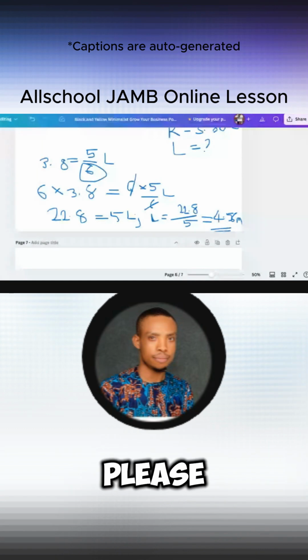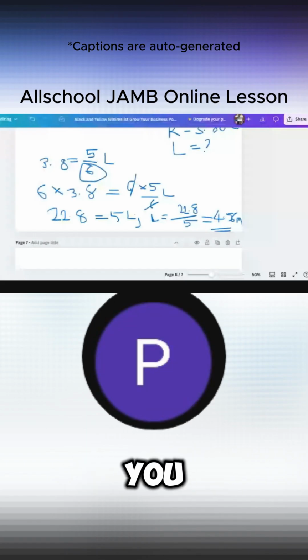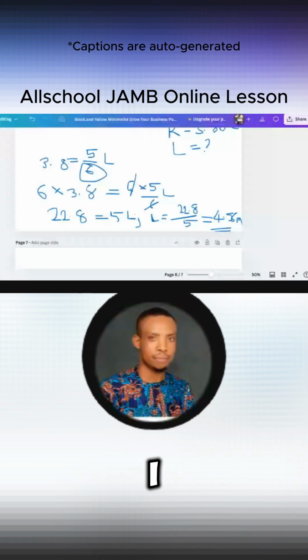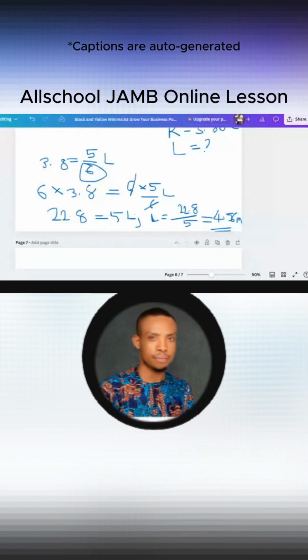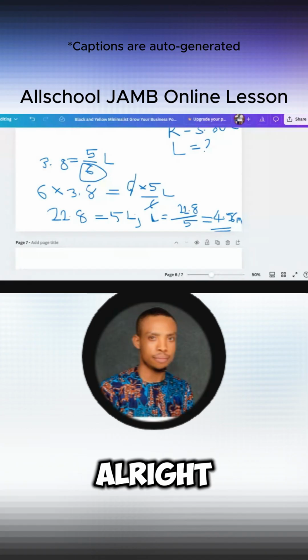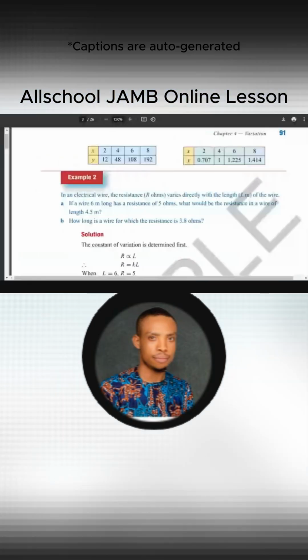Since this is JAMB, there's no need to put the unit, but I was saying if it's theory, you must have the unit, because you lose some marks. So it's clear enough. This is easy enough, right? Yes, sir. All right. So you can solve questions that are in this form. Let me see if I understand it, then we are done with that.